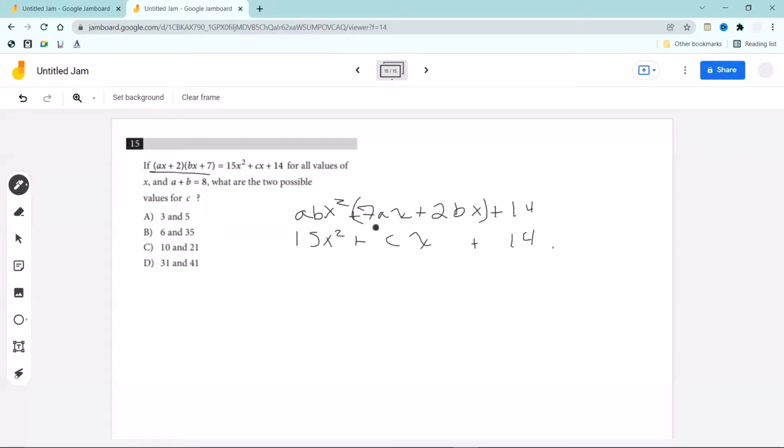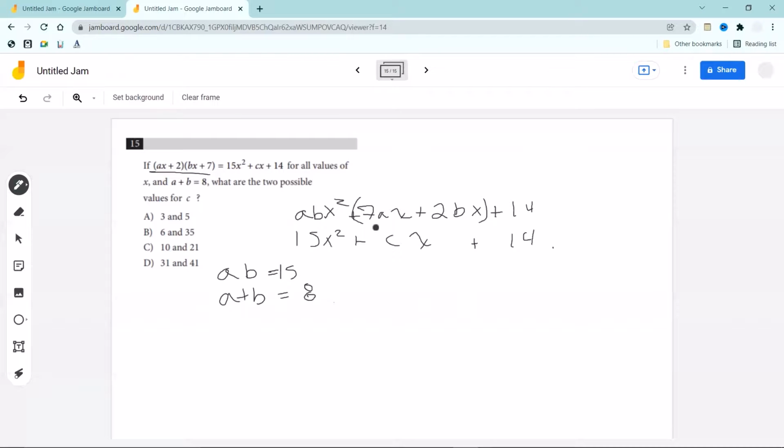And since these are the same part, a plus b has to be 15 for this to be true, because this will be something 15x squared plus cx plus 14, and this is 15x squared plus cx plus 14. The x squareds match up, the x's match up, and the numbers match up, right? So we know that ab is equal to 15, and we also know that a plus b is equal to 8.